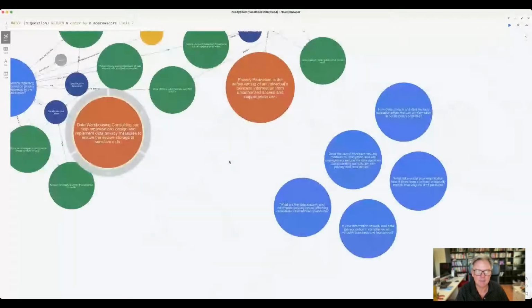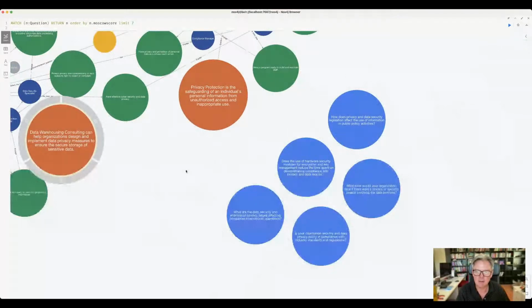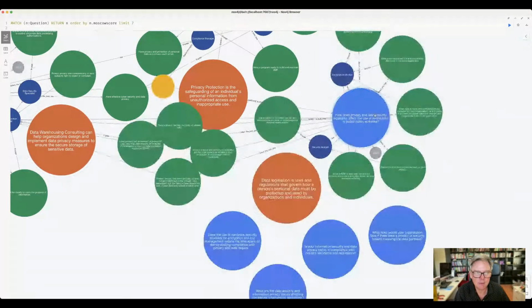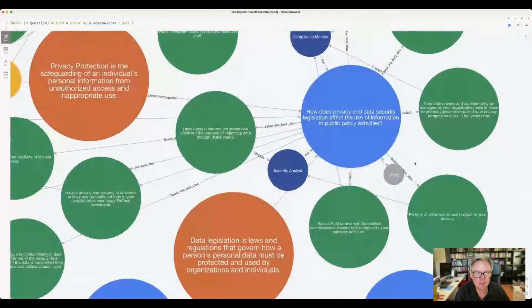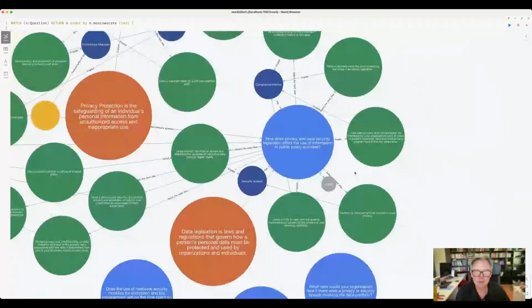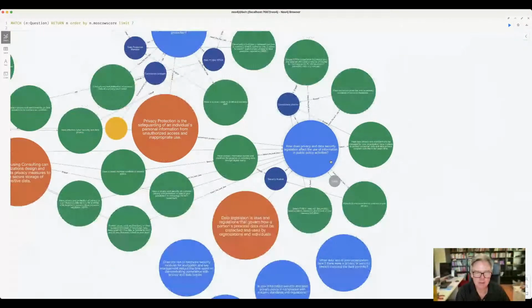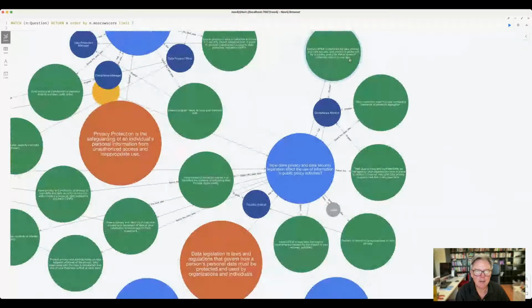We go down here. I'll leave them open for a reason, because in the end, we'll have an excellent roadmap around data privacy and the 7 most important questions to ask, the activities to put in place, the job roles, the functions that you need to have, and the questions that you need to ask them. How does privacy and data security legislation affect the use of information in public policy activities? There we go. Compliance monitor, security analyst, and questions you can be asking is ensure HIPAA compliance if you're dealing with HIPAA for data privacy, and data security and privacy is protected by privacy policy for the purpose of collecting data in a new app, for instance.